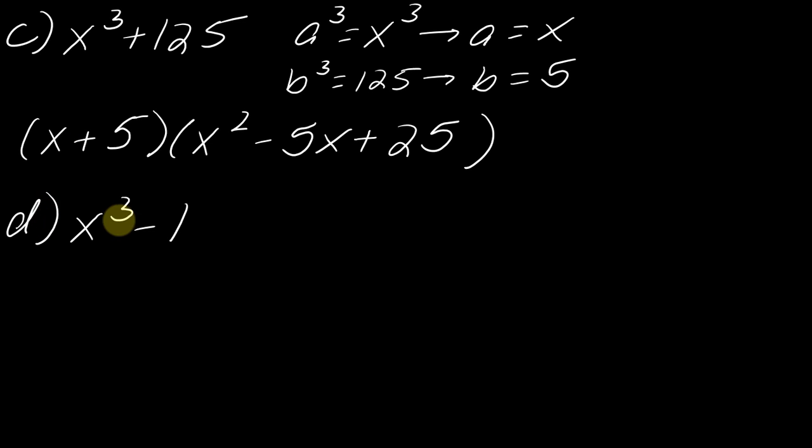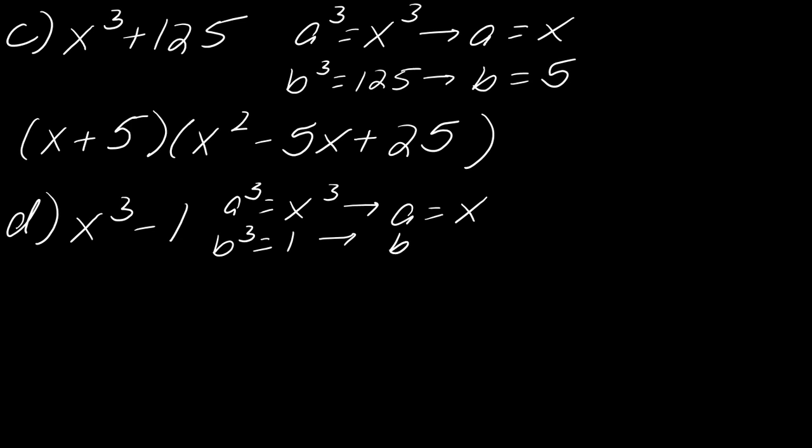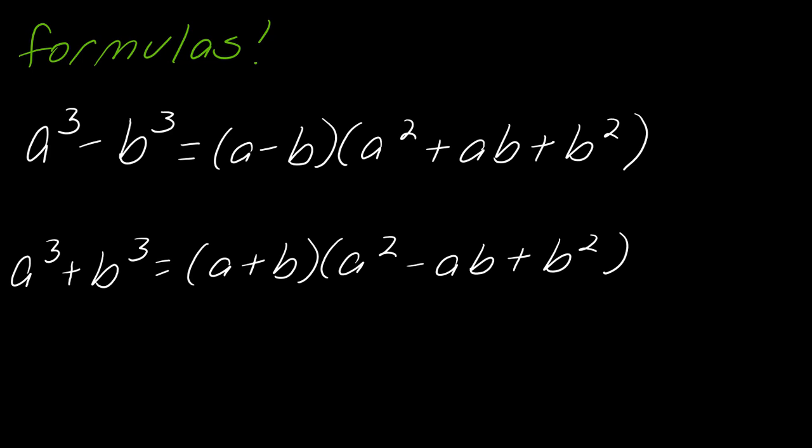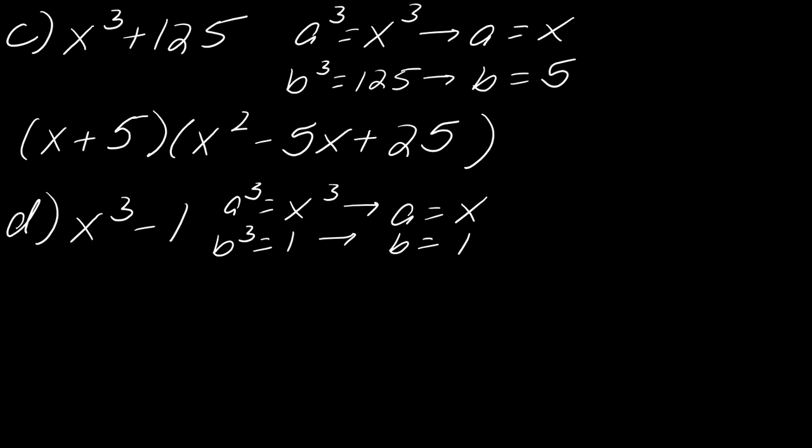So applying that again now for, say, D, so in the a cubed spot, I have x cubed, which again would mean that my a for this formula will now be x. And in the b cubed spot, I have a 1, which would mean that my b will equal 1. So again, you can pause the video if you want to read the formula over, but I'm just going to go ahead and apply it now.